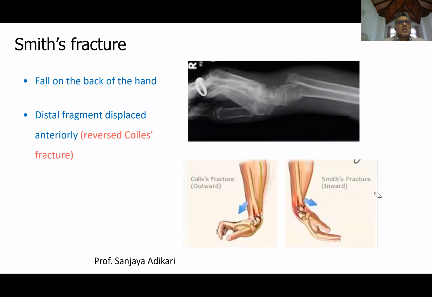So the reverse Colles fracture: if you fall on the back of the forearm, on the dorsum of the forearm, not on the palm, you get the reverse Colles fracture because of the forces applied in the opposite direction. So you get displacement of the distal fragment anteriorly. Okay, so this is the anterior side. It's displaced anteriorly.